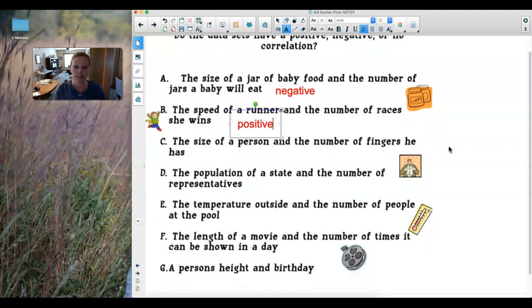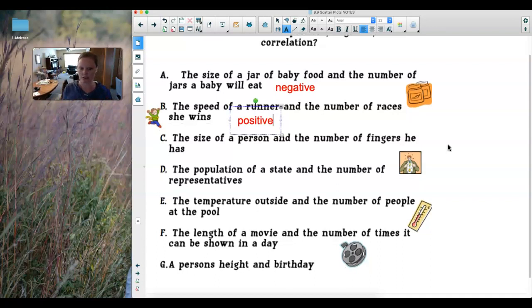Okay, the next one, the size of a person and the number of fingers he or she has. So think about that. A baby, typically, has 10 fingers. As the baby gets bigger, okay, now they're a 10-year-old or now they're a 12-year-old, what happens to the number of fingers he has? Well, I don't know. I'm like 39 and I still have 10 fingers. Okay, so that hasn't changed. So there is no correlation. Now I know some of you are thinking, what if somebody lost a finger in an accident or something? Okay, we're talking about the typical person here. So let's not be ridiculous.